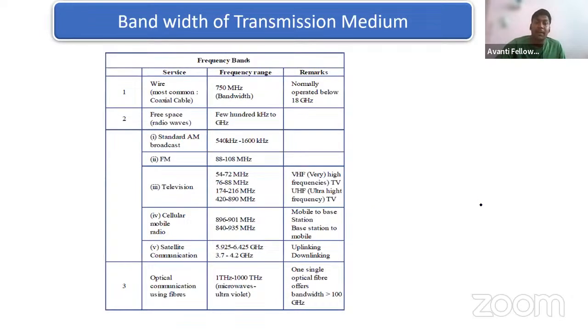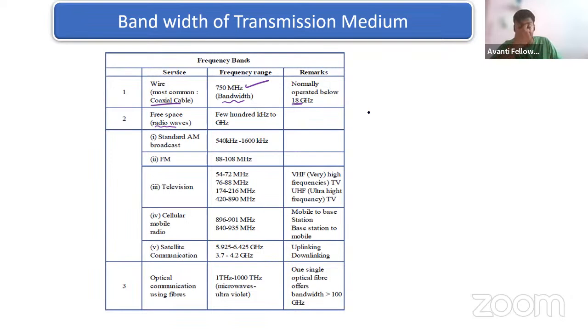See, bandwidth of transmission medium. In a transmission medium, what bandwidth is required? If we have wire communication, the most commonly used cable is the coaxial cable. Coaxial cable will be used for wire communication. In that case, the frequency range will be 750 megahertz. That is also the bandwidth. Remark: it is normally operated below 18 gigahertz. And in free space, we use radio waves. Radio waves have a frequency range of a few hundred kilohertz to gigahertz.